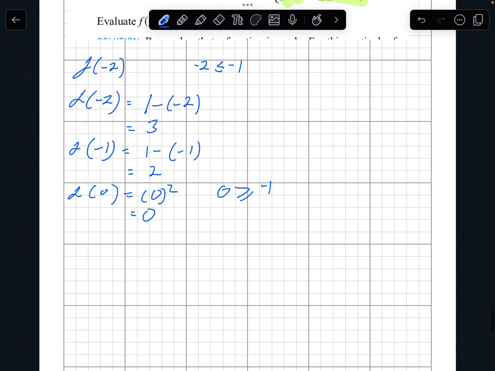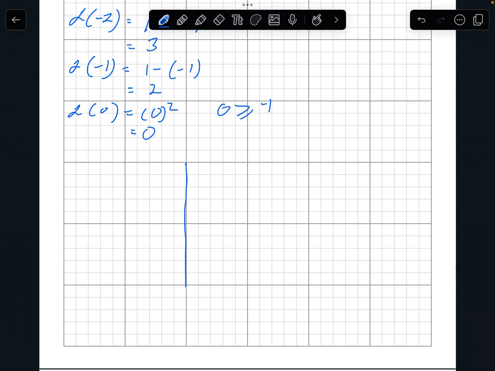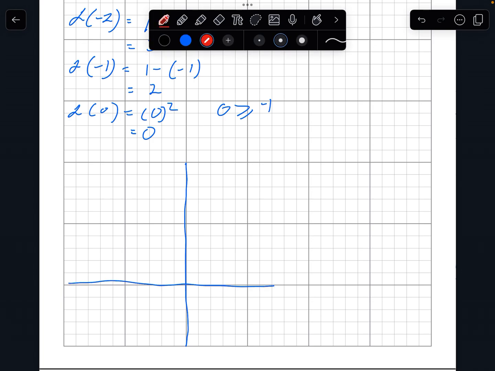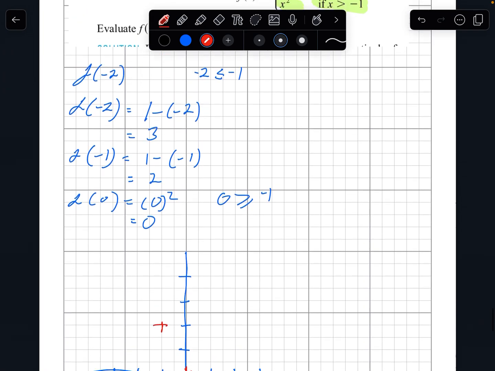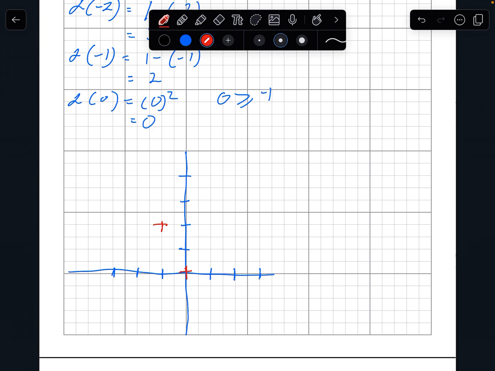So if I want to sketch this graph, let's put some axes down. Start by putting in the points we just found. Now let's think about how we're going to sketch the whole thing.